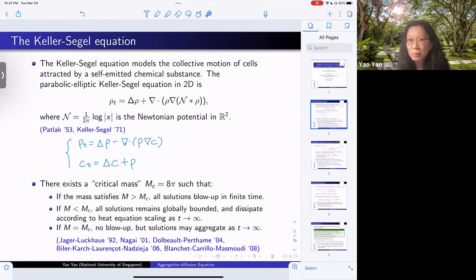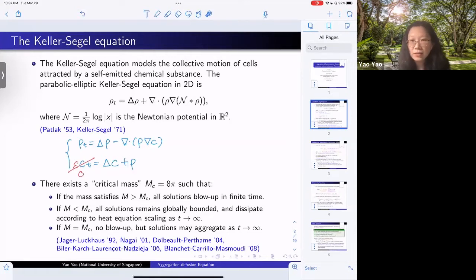Often, because these two equations happen at different time scales, the diffusion of the chemical substance usually reaches its equilibrium much faster than the movement of the bacteria. So it is quite common that people multiply by a small parameter epsilon just to indicate that these two equations have different time scales. And in the extreme case, we can even assume that at each moment, the chemical substance reaches its corresponding equilibrium for the rho at that given moment.